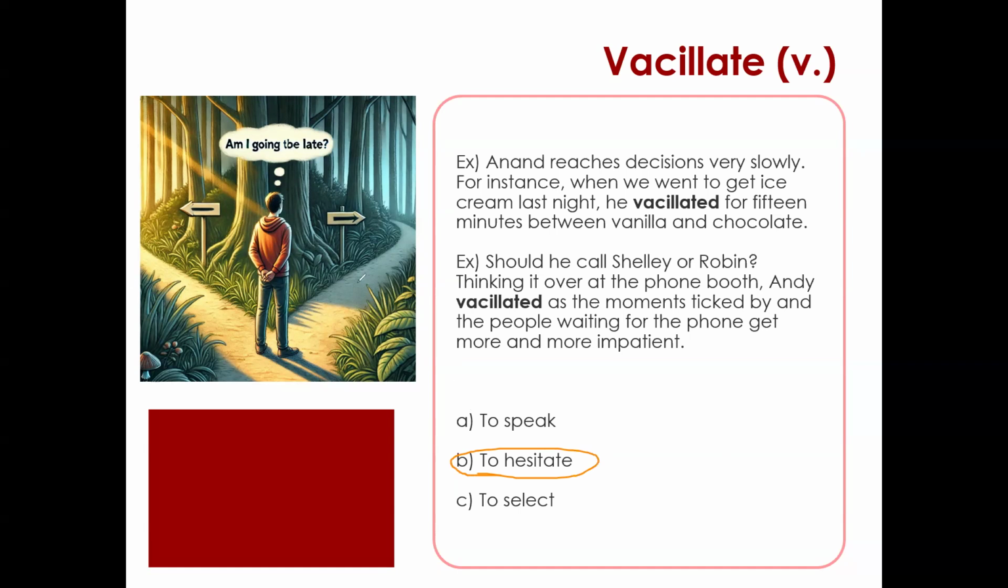And if we look at the image at the left, this person is choosing between two paths. You can see the shape of the paths from where they diverge. Looks kind of like a V for vacillate. And am I going to be late for vacillate if I choose the wrong path? Vacillate.